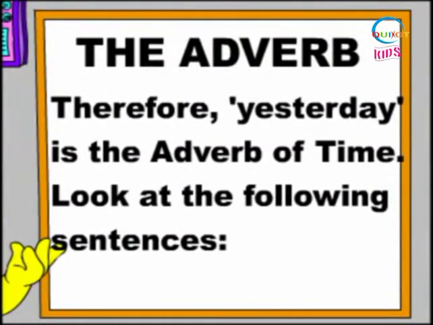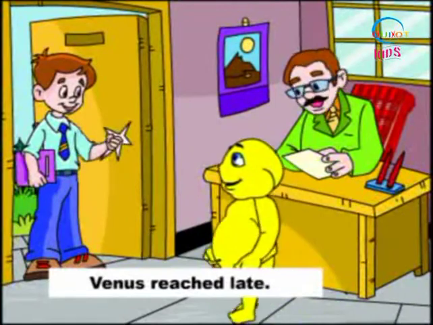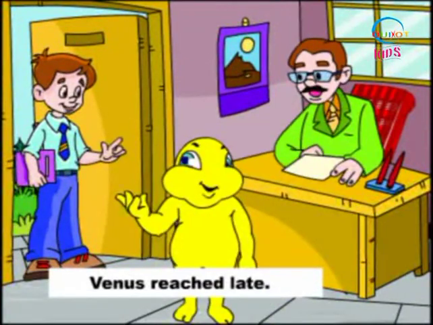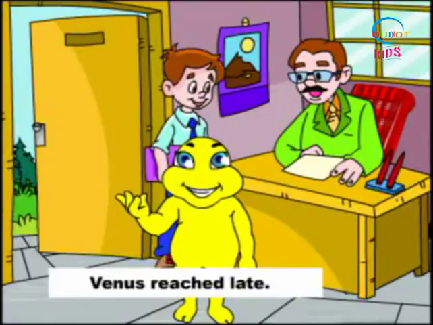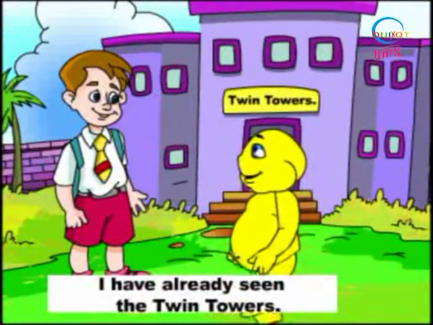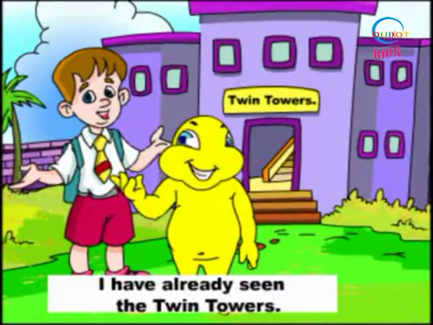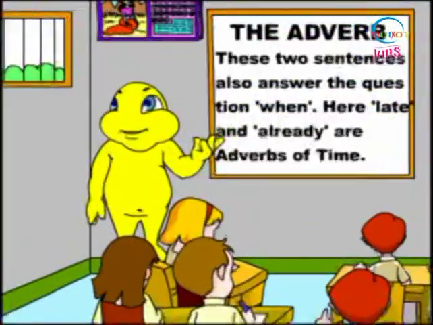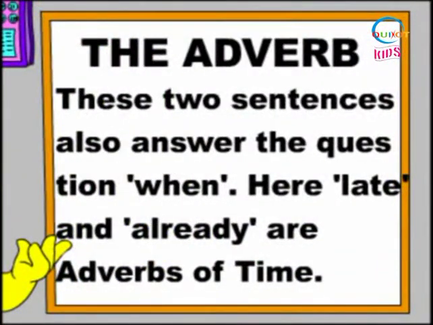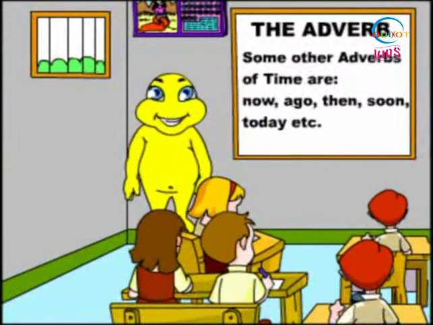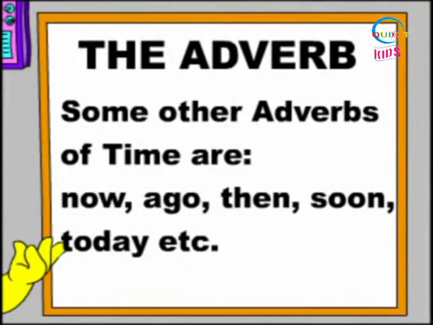Look at the following sentences. Venus reached late. I have already seen the Twin Towers. These 2 sentences also answer the question when. Here, late and already are the adverbs of time. Some other adverbs of time are now, ago, then, soon, today, etc.